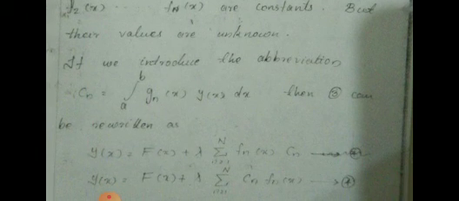If we introduce the abbreviation cn equal to integral a to b gn of x y of x dx, then equation 3 can be written as y of x equals f of x plus lambda times summation n equal to 1 to n cn fn of x.